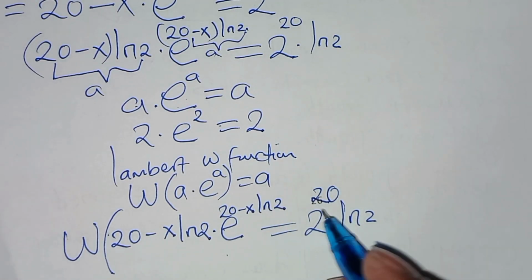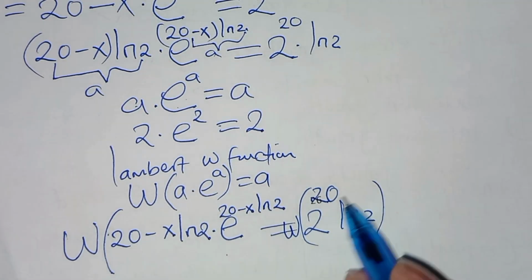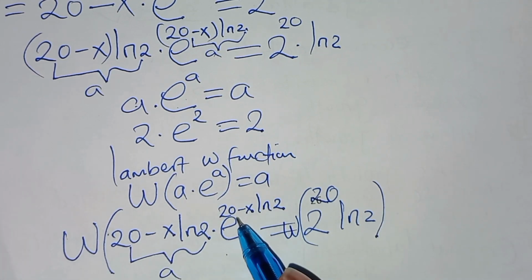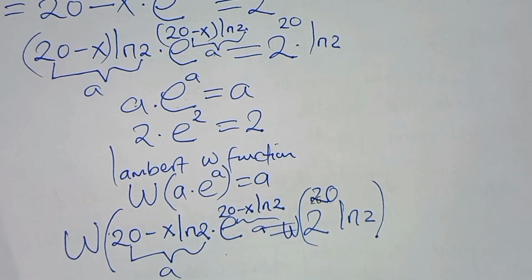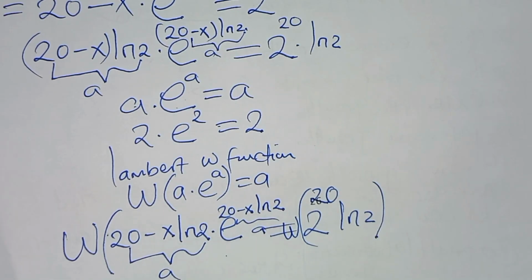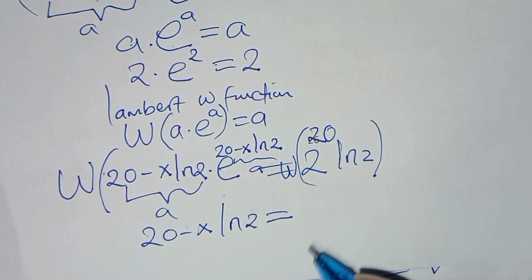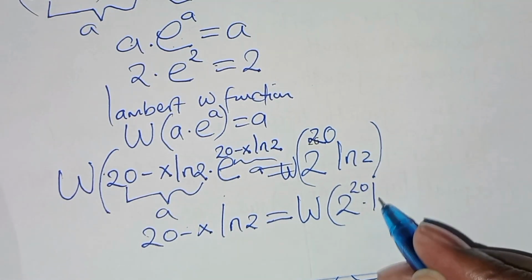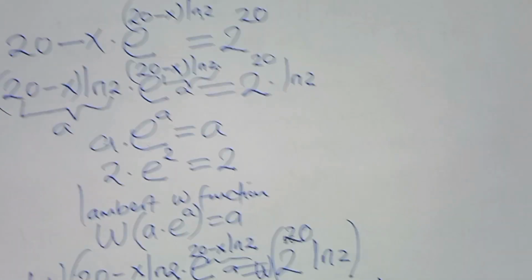Now, we introduce the W function on both sides. On this side, you find that this is A, and also on this side, this is A. So, applying the Lambert W function, we'll have 20 subtract x multiplied by ln of 2 equal to the W function of 2 to the power of 20 multiplied by ln of 2. Now let's proceed.